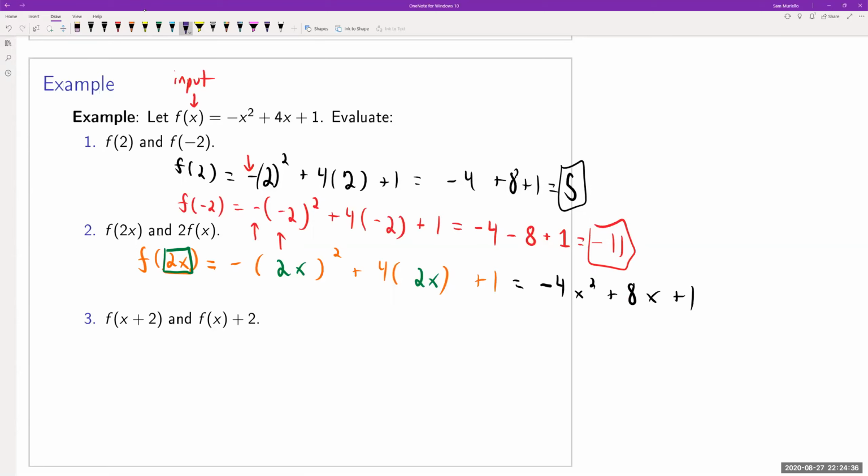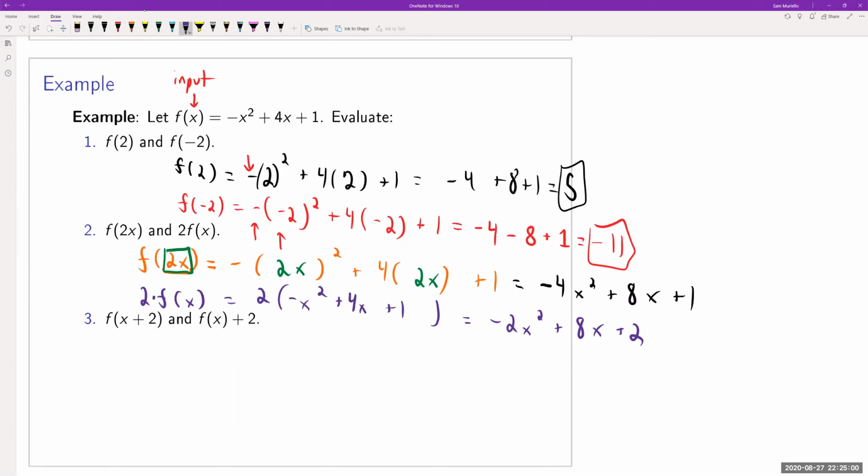The next one, 2f of x, is different. The 2 is not plugged in, it's simply multiplied, which means all I have is 2 times this entire expression, negative x squared plus 4x plus 1. All I have to do is double. I'll have negative 2x squared plus 8x plus 2 after distribution.